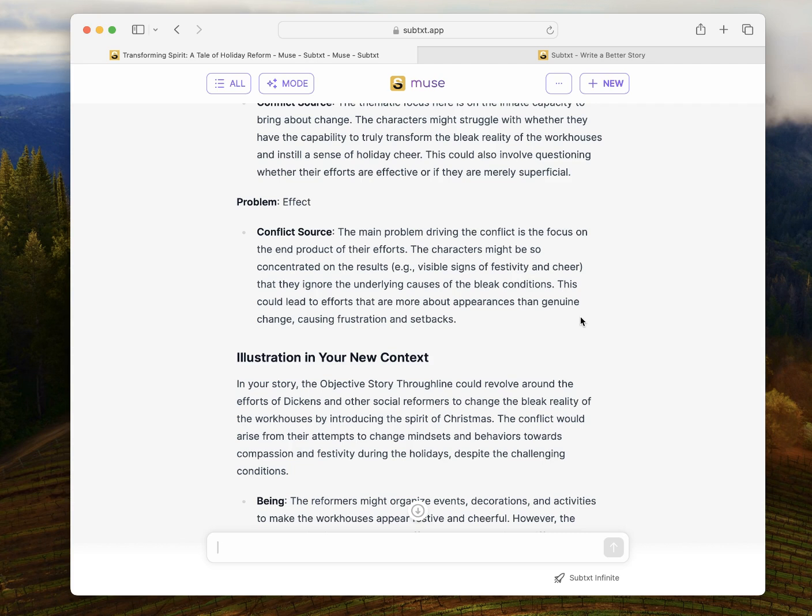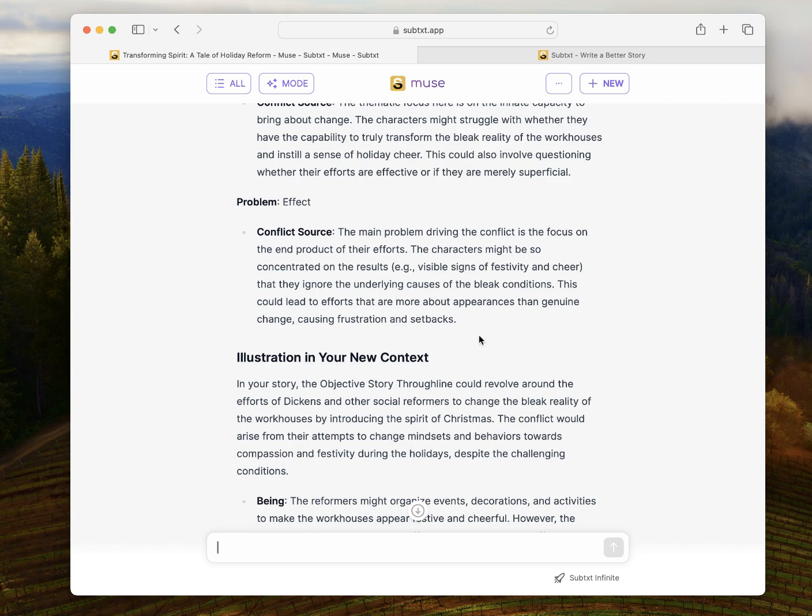This could lead to efforts. Oh, actually, that's probably better. Yeah, they're so focused on everybody's not in the Christmas spirit that they're not looking at the underlying causes of it. And when they do that, that would inspire him to write A Christmas Carol and his other books. So that's almost like working for a social cause.